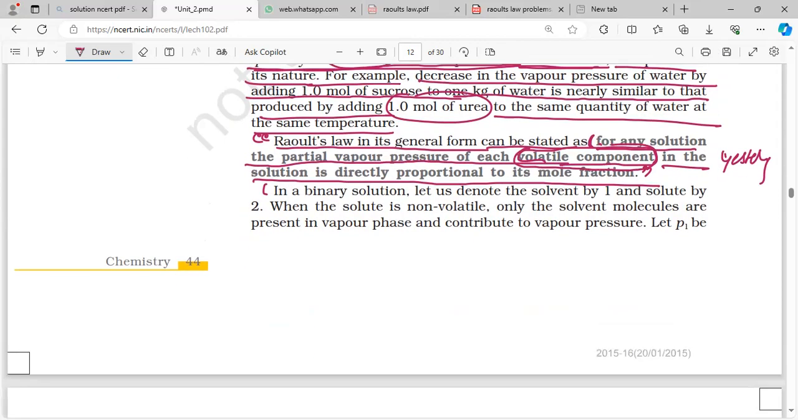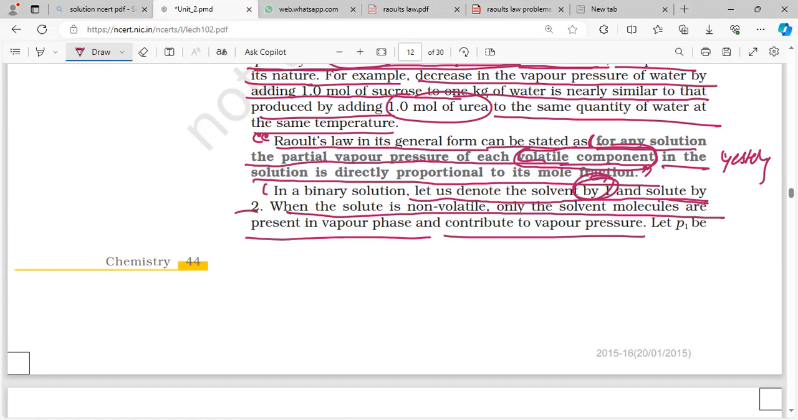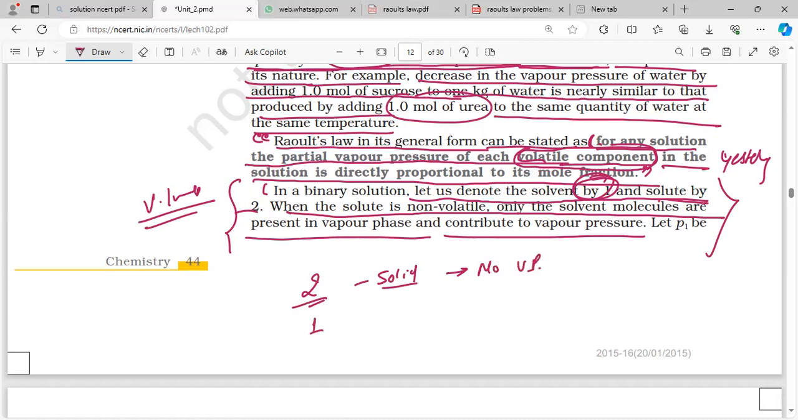Now, here you see, in a binary solution, let us denote the solvent by 1 and the solute by 2. When the solute is non-volatile, only the solvent molecules are present in the vapor phase and contribute to the vapor pressure. Now this is very important. Are you getting this line? Yes, sir. Because the second is solid, it is not going to contribute to the vapor pressure. Only the first component contributes.